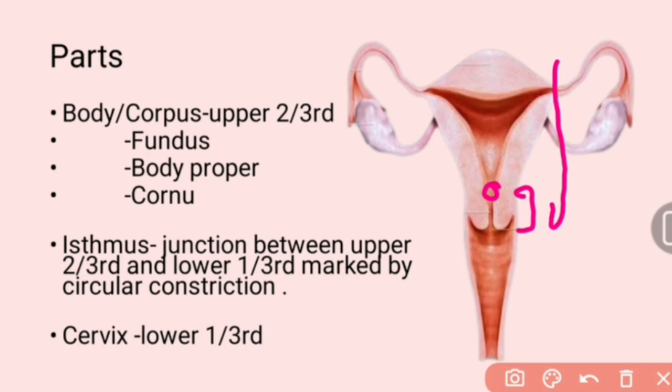Okay, the body is also known as corpus. The upper two-thirds of the uterus is known as the body or corpus, and the lowermost one-third is known as the cervix, and the junction between the upper two-thirds and lower one-third, marked by a circular constriction, is known as the isthmus.